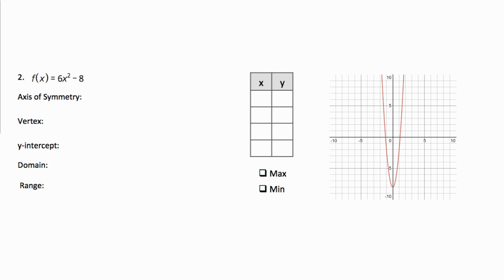Second example, it already gives a graph for us, yay. So we can still look at our form. Well, there's no b, so b is 0, and then this is c. Or we can just look at our graph. So where is our vertex? Remember, the vertex is where it makes its turn, and that is at 0, negative 8.